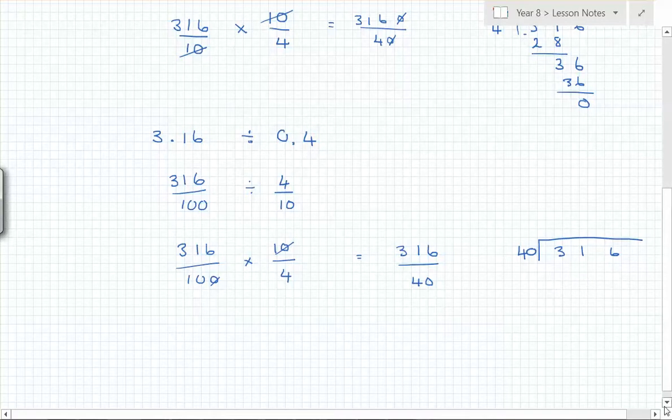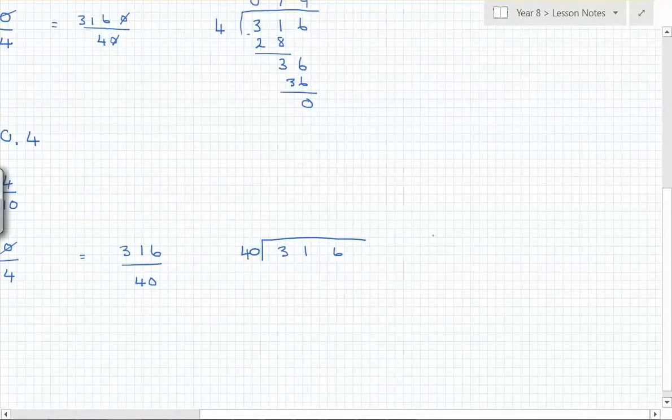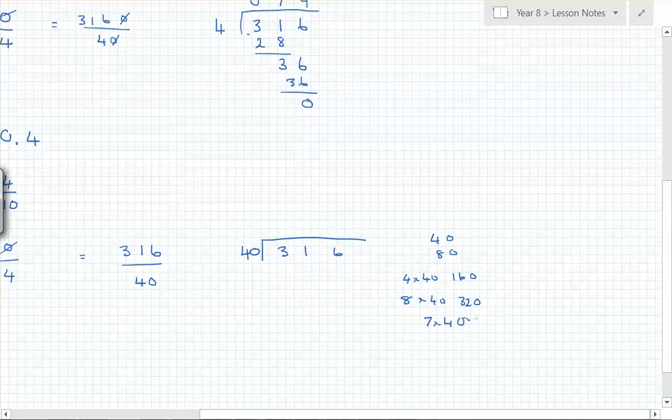So we've got other methods now. We go 40, 80, and so on. 4 times 40 is 160. 8 times 40 is 320. So it's going to be 7 times 40 is 280. So we've got 7, and the answer is 280, but we're remainder 36. What do we do?